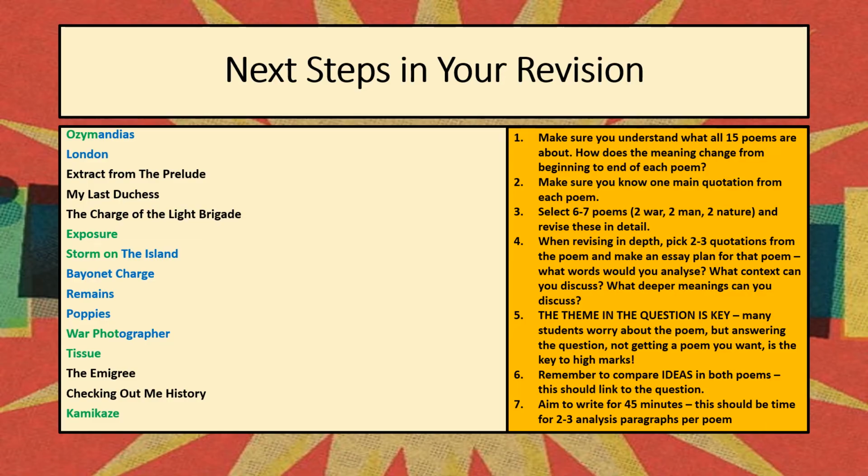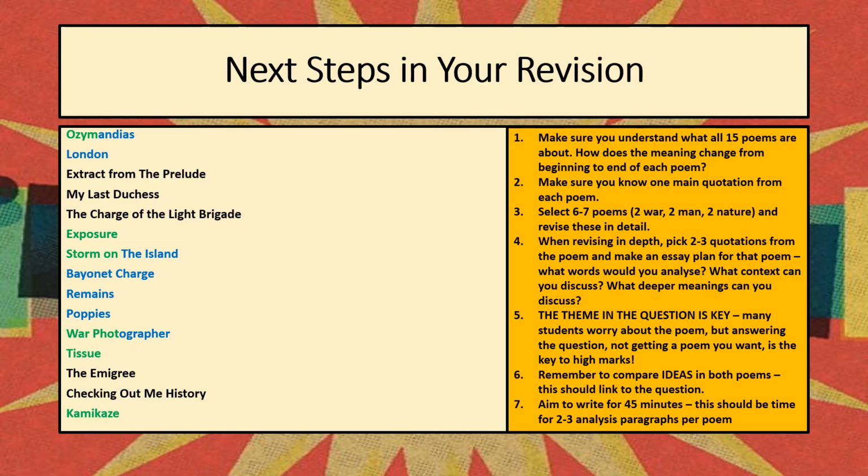Think about unseen poetry, we've looked at that. Make sure you know one main quotation from each poem. You probably will without knowing it. They're the ones you've done in class. That's the most obvious. If I really had to talk about this poem, that's what I'm going to say. Then select 6 or 7 poems: 2 about the effects of war or conflict, 2 about the power of man or humanity, 2 about the power of nature, and I would say if you can, Kamikaze, because it unlocks a lot of things, and revise those in detail.